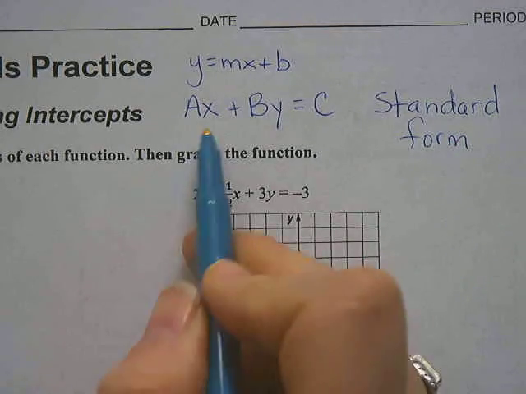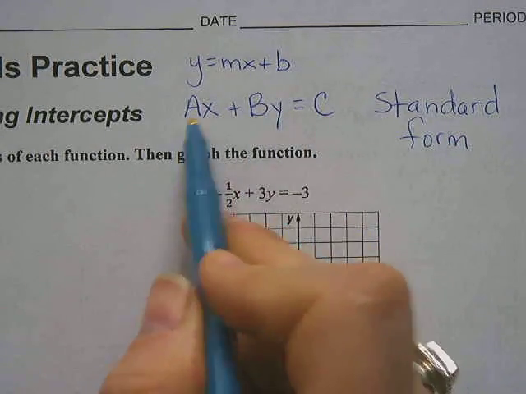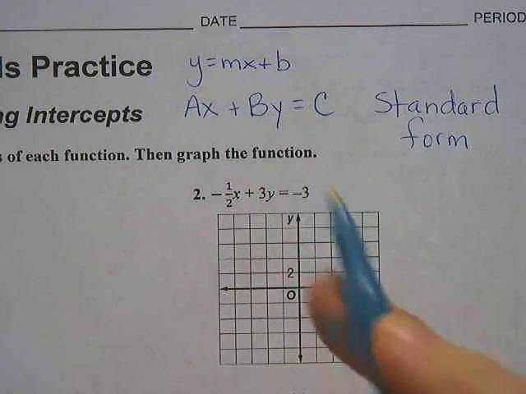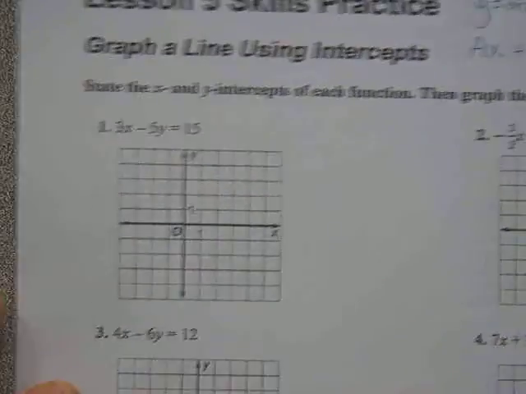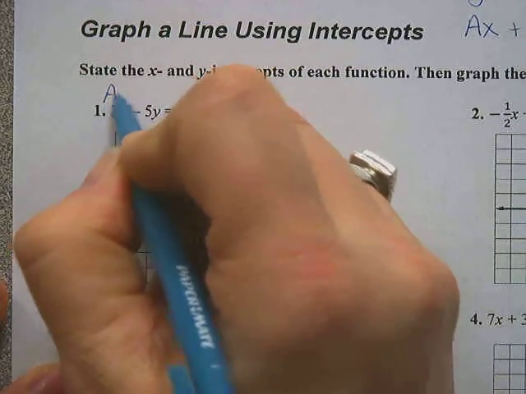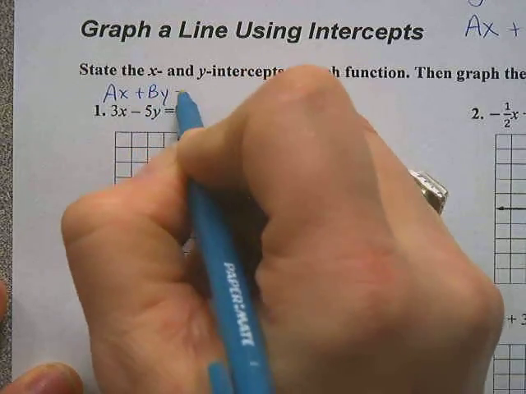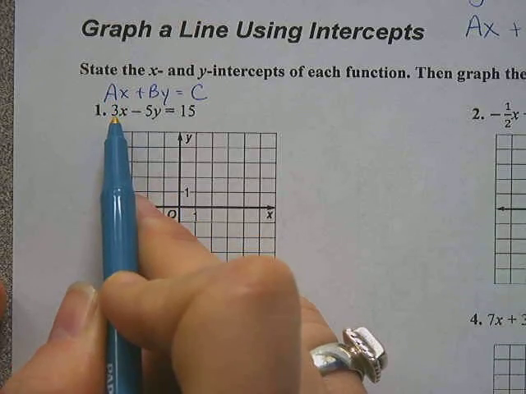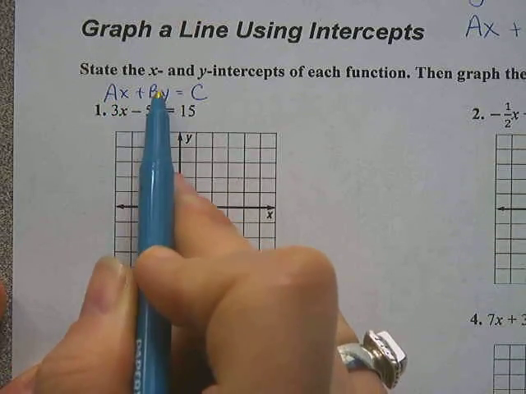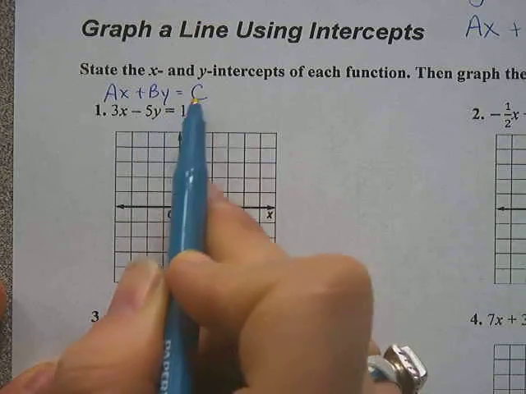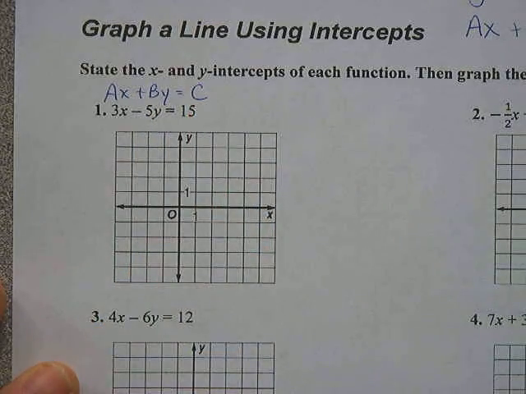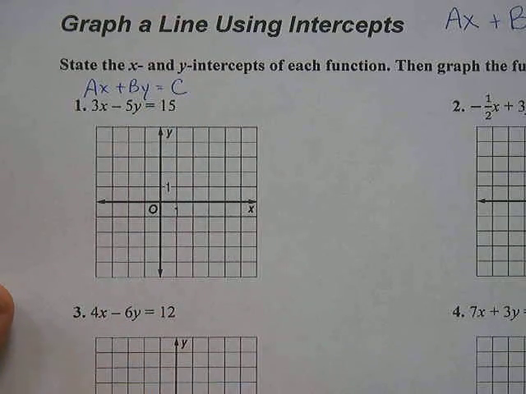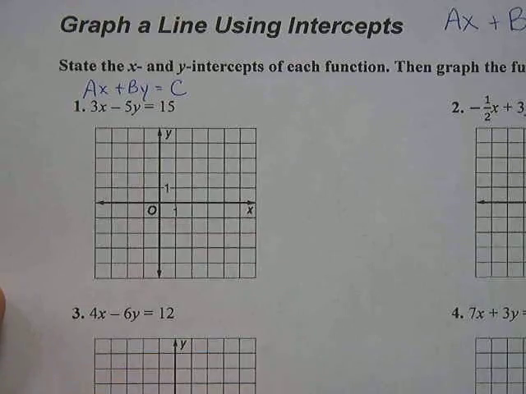So standard form of a linear equation is when the equation looks like ax plus by equals c, where a, b, and c are just numbers. So a and b are coefficients of x and y, and c is just a constant. So here's an example of standard form. ax plus by equals c. So in this equation, the a value would be equal to 3. In this case, the b value would be equal to -5, and the c value is equal to 15.